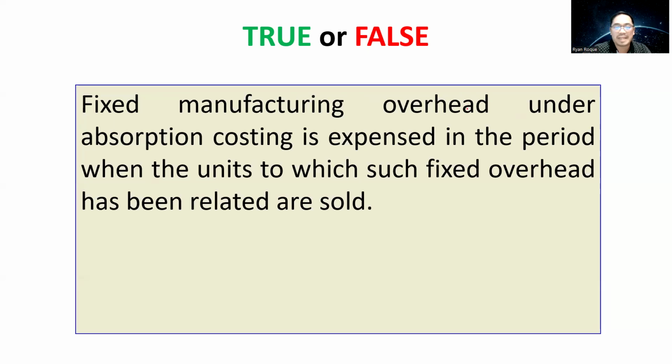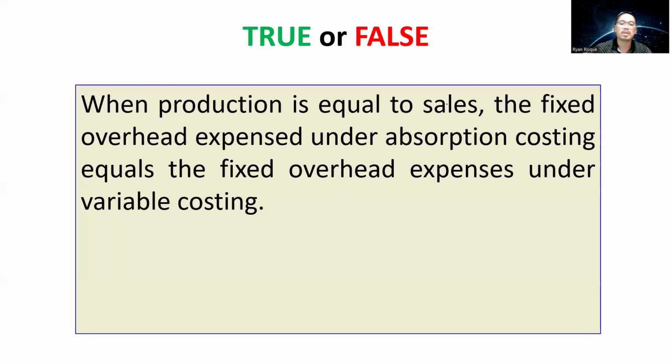Fixed manufacturing overhead under absorption costing is expensed in the period when the units to which such fixed overhead has been related are sold. So the answer is true. We only expense the fixed overhead when the units are sold. Meaning if we are not able to sell those units, the fixed overhead component will be part of your inventory, not part of your expense. So let's move to the next item.